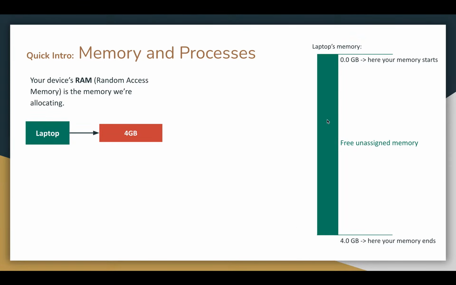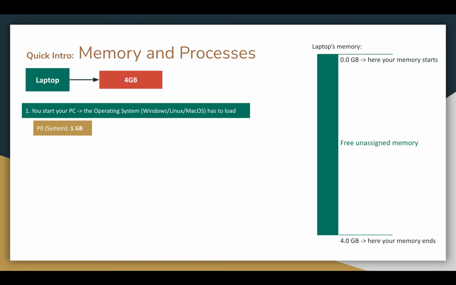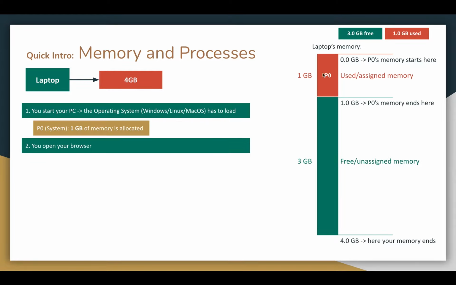Next, the first thing that we need to load when we start up our laptop is the operating system. Let it be Windows, Linux, Mac OS, Android, iOS, whatever you want. Let's suppose our operating system has 1 gigabyte that needs to be loaded into the memory. We load that gigabyte into the memory, we'll put it here. Now we're left with 3 gigabytes of free memory.